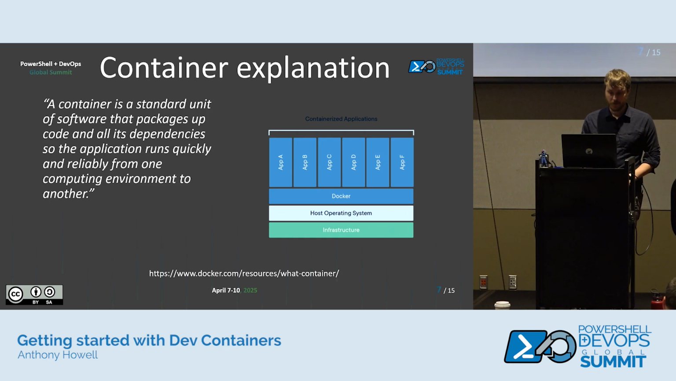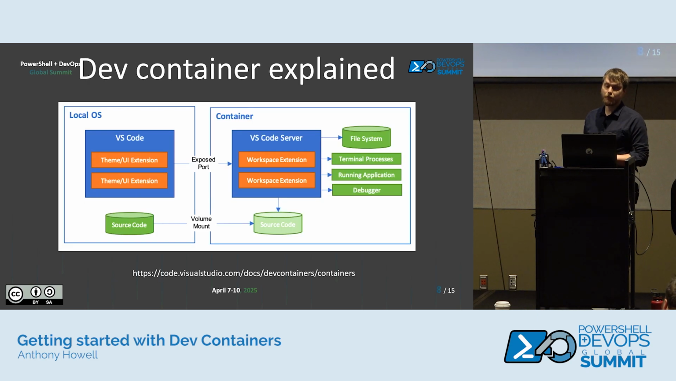Obviously, it's a lot more complicated than that, but for today, that's what you need to know if you weren't familiar already. So a dev container is just a container with some VS Code stuff in it. And so in this diagram, on the left-hand side, that's your host OS, your local OS. On the right-hand side is the dev container itself. So this image is from the Visual Studio Code documentation, not something I put together.